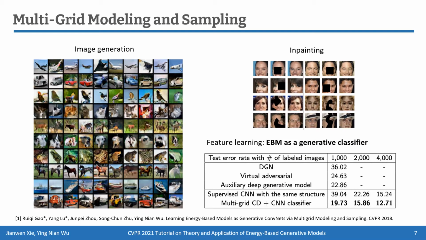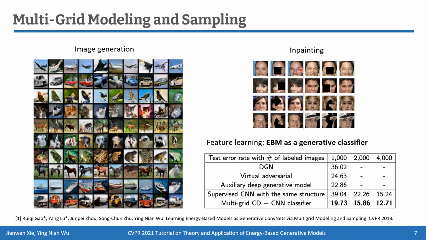This slide shows some examples. So the figure on the left shows some images generated from the learned model after learning from the CIFAR dataset. And the figure on the right shows some examples of inpainting, where the first image is the original image. The second image is a masked image, where some of the pixels are masked so that they are not observable. And the third image is a recovered image.